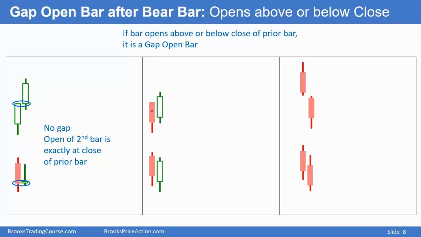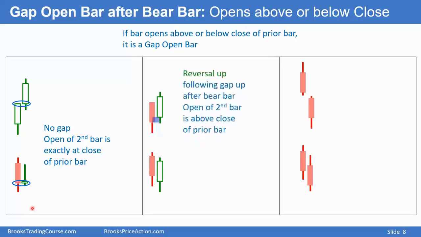Instead of the first bar being a bull bar, here the first bar is a bear bar. Here's the close of the bar, and we gapped up. We're reversing up. Here we gapped down, and we reversed up. In this case, we gapped down, and we continued down. We gapped up. This open is above the close of that bar, and we continue down. Two reversal setups with a gap up and a gap down.